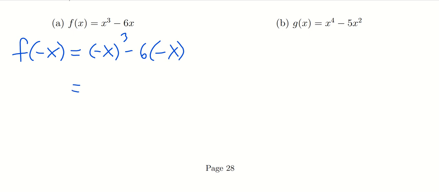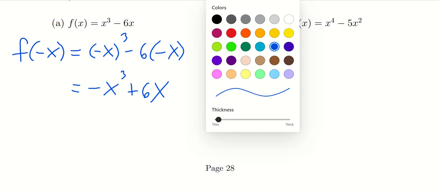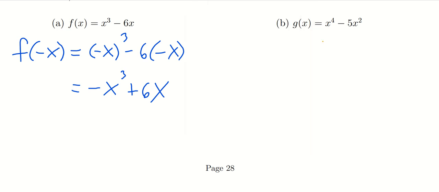We now want to simplify this. Negative x cubed means negative x times negative x times negative x. That will give us a negative x to the third. Over here, negative 6 times negative x will give us positive 6x. So we plugged it in and simplified it. Now we want to check to see, is this equal to f of x? What we now have is not the same thing as the original function.